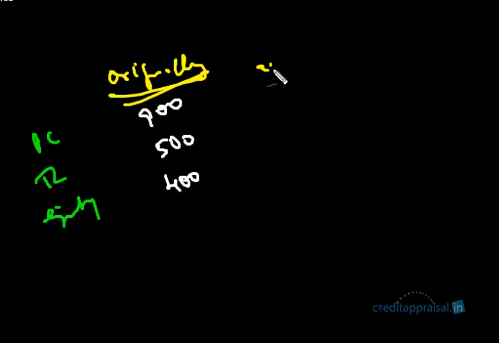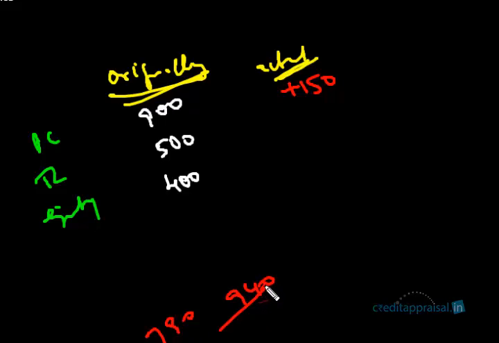So what actually happened is that when it came to the actual project cost, there was a cost escalation of 150 lakhs. We've seen that, compared to 790 of gross block, there was 940, isn't it? So there's a cost escalation. That is one point. Now the term loan was fully disbursed. That's okay.